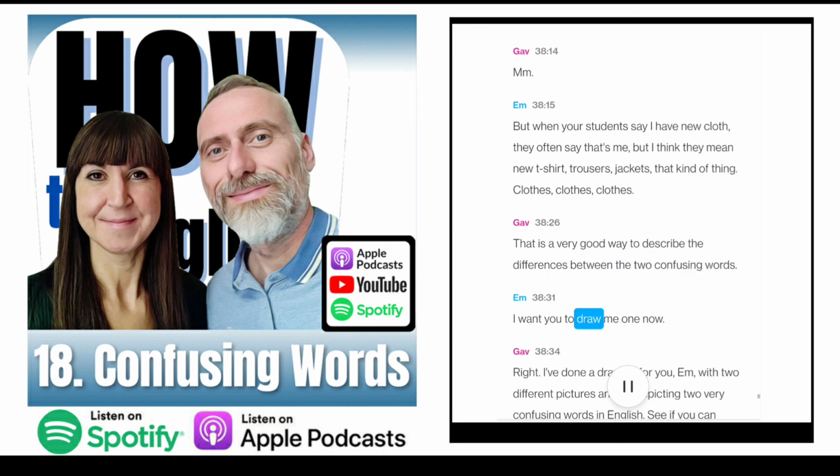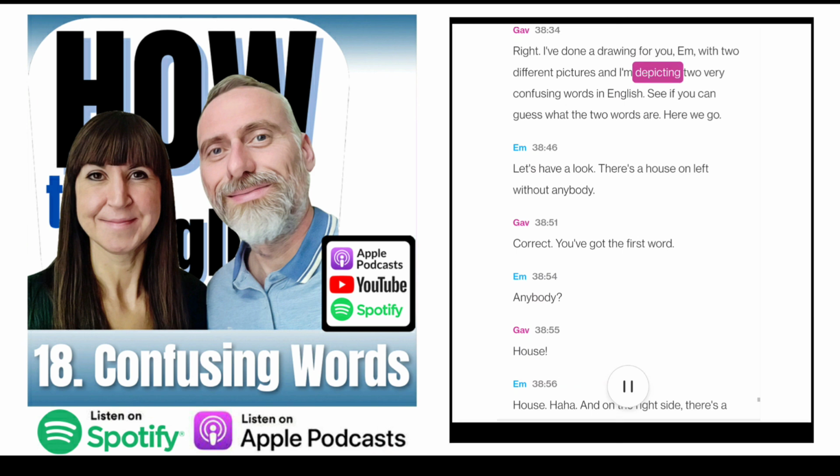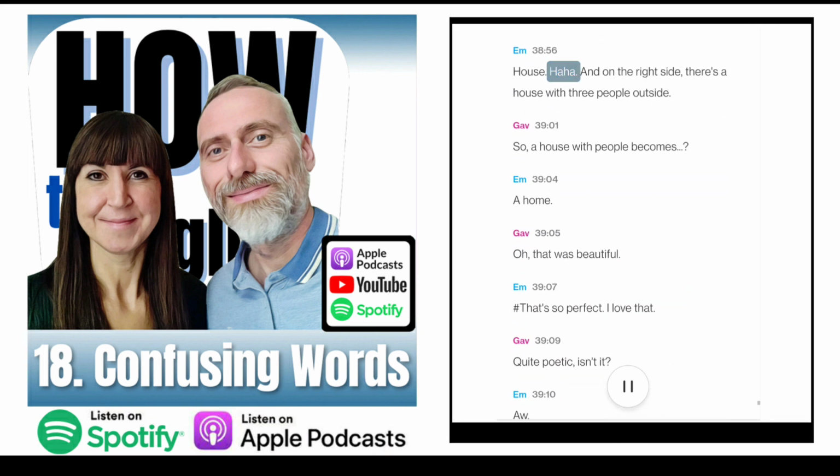I want you to draw me one now. Right, I've done a drawing for you, Em, with two different pictures, and I'm depicting two very confusing words in English. See if you can guess what the two words are. Here we go. Let's have a look. There's a house on the left without anybody. Correct. You've got the first word. House. And on the right side, there's a house with 3 people outside.